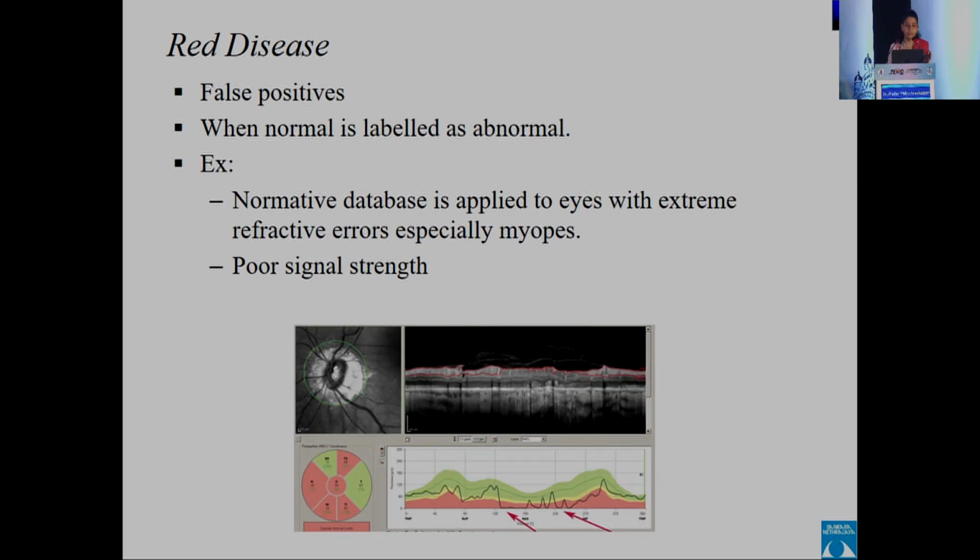Now this variability also gives rise to some diseases like red disease, wherein there are false positives. That is, a normal is labeled as abnormal, like in this case where a myopic eye was labeled as glaucomatous because of the normative database applied to the extremely refractive error eye.